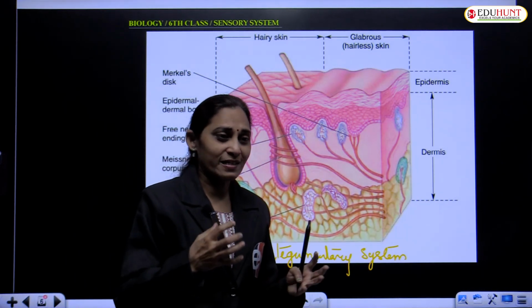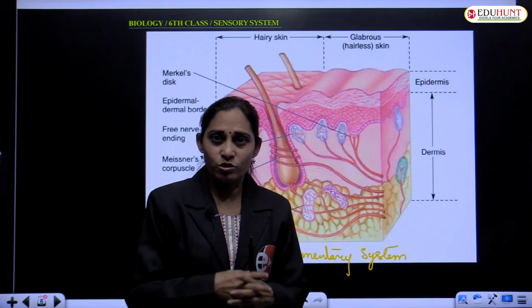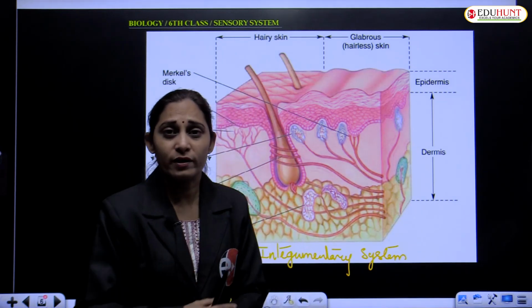Cellular functions mean cells aggregate into tissues and these tissues form the organs.